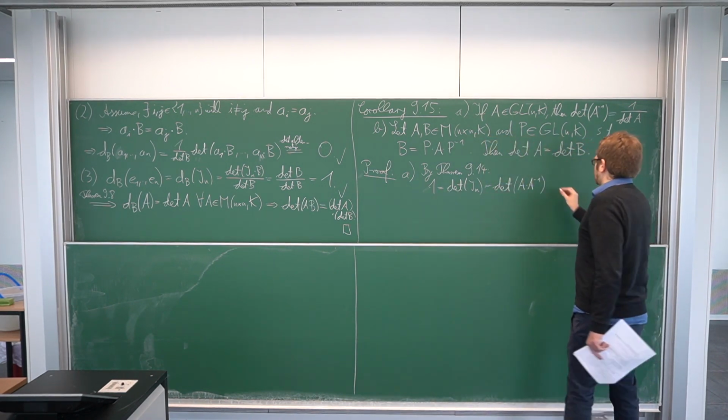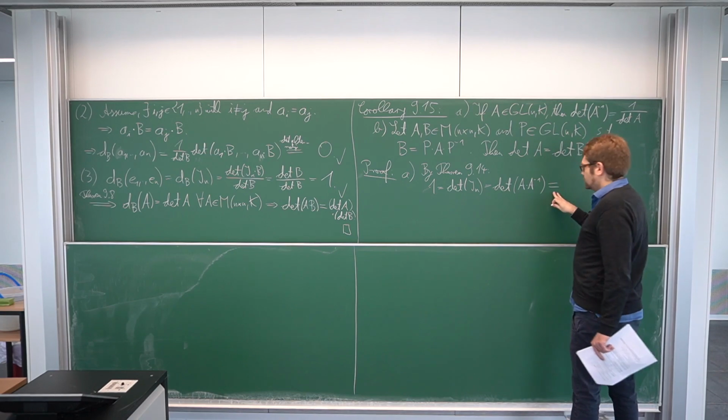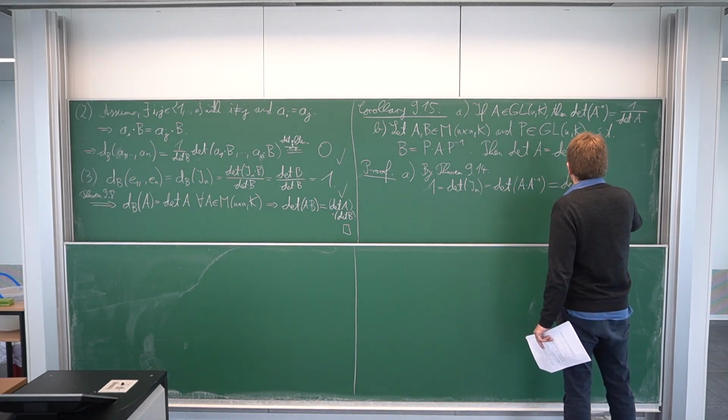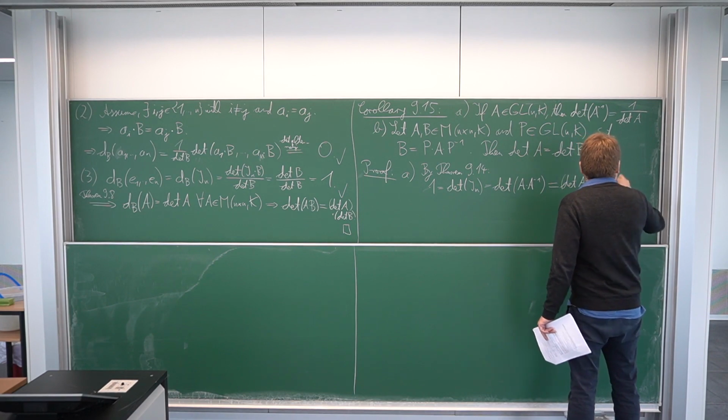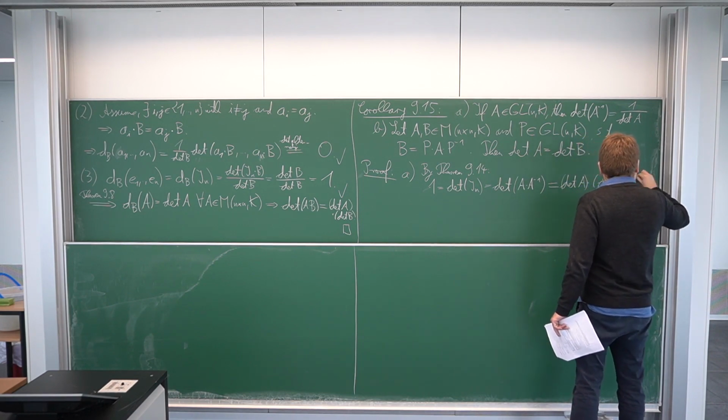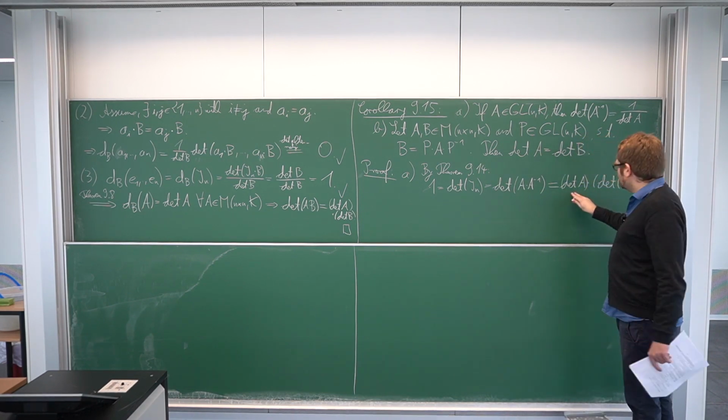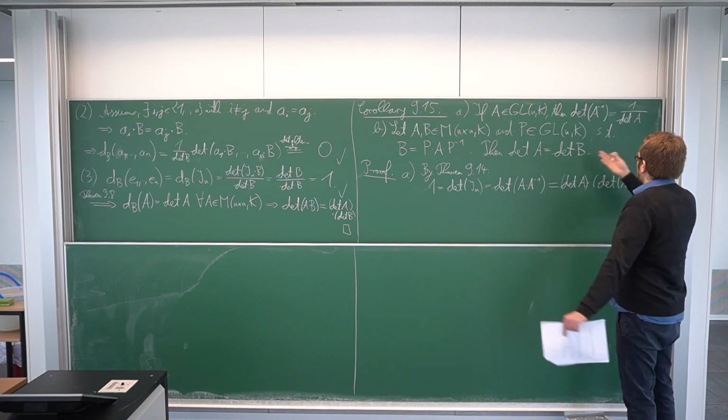And now we can use this theorem 9.14. It's getting in precisely here. This is the same as det A times det of A to the minus 1. And now we just have to divide by det A and that's it. So this immediately follows.